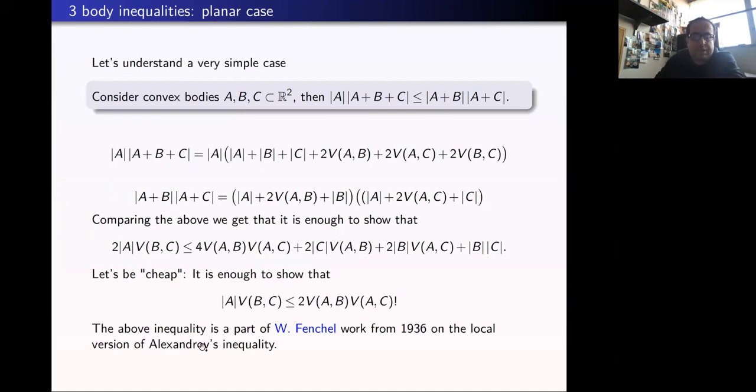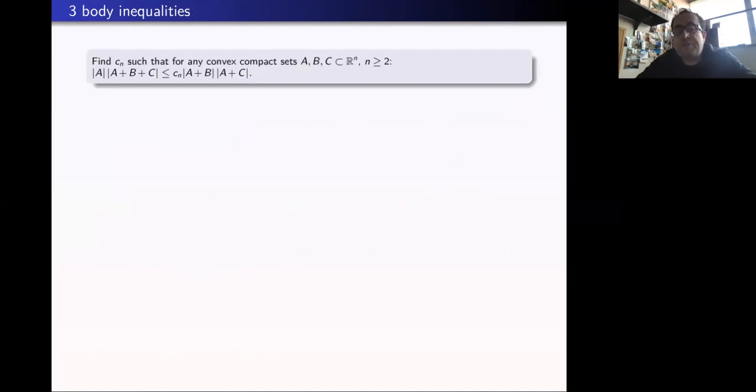And you get this inequality, and as always happens, everything was solved before us, and it was solved by Fenchel just a few years ago, in 1936. This is a part of his local versions of the Alexandrov-Fenchel inequality, and that's what he proved. By the way, if you've never seen the proof of it, check the book of Rolf Schneider. It's a very nice proof using quadratic equations. So that's why we need to know quadratic equations. Very good. Let's do it in R^n.